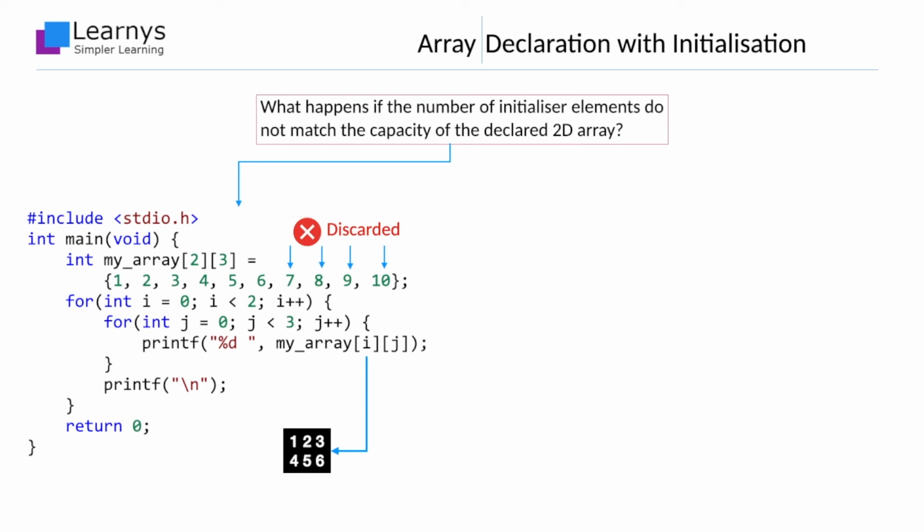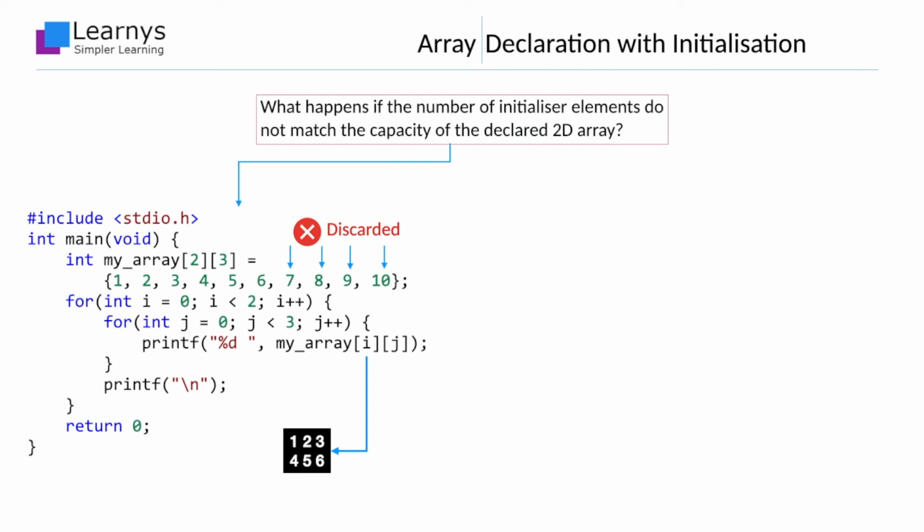Consider this program. The number of initializer elements, which is 10, is more than the cells in the array, which is only 6. The two nested for loops print the contents of the created array. It is evident from the output that only the first 6 elements are picked for initialization.